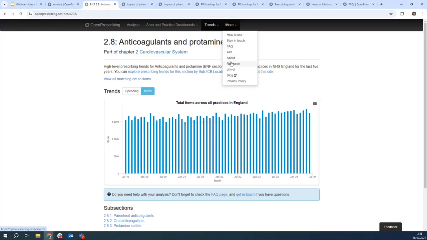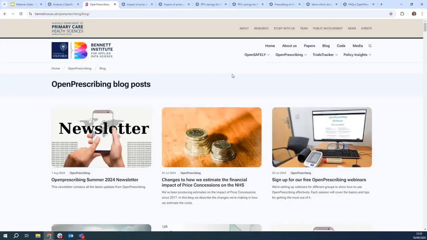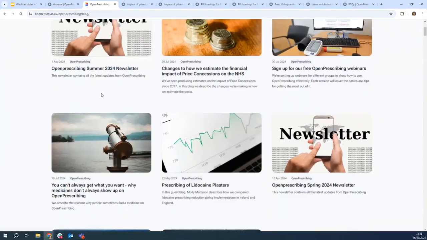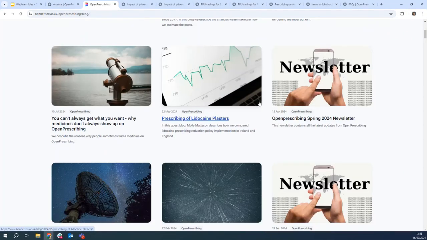We've also got our dm+d browser here if you're interested in knowing a bit more about dm+d and what the dm+d information is for a specific drug. And we've got our blog link here. As I mentioned before, it's now on our homepage, but it tells you what's happening with the website, what we're changing, what we're adding, what we're doing.